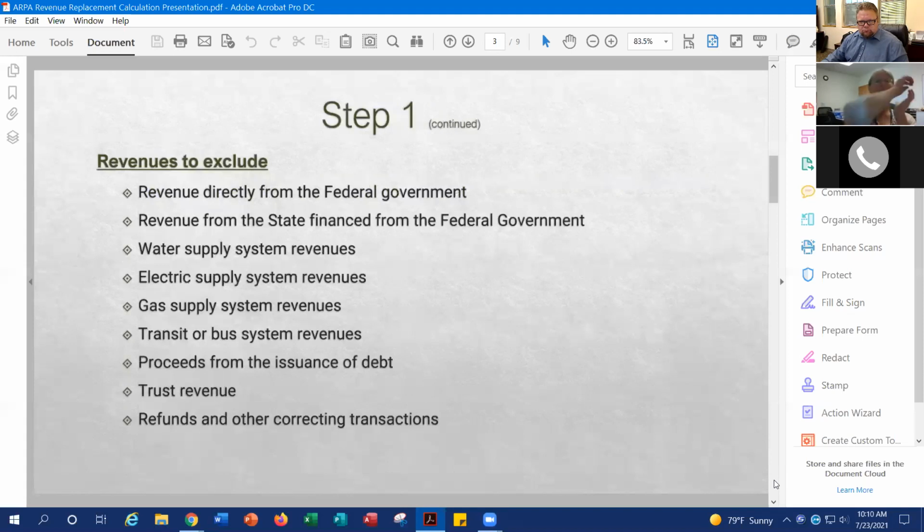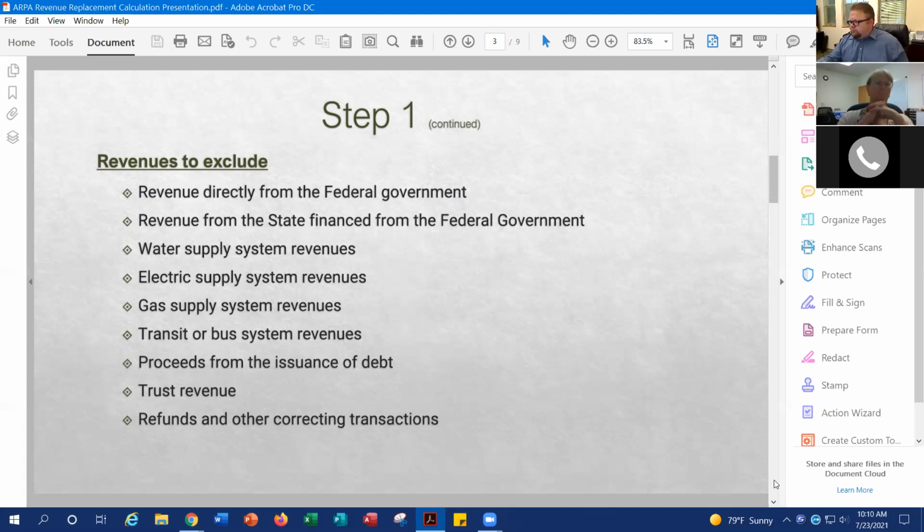So the revenues that have to be excluded include revenue directly from the federal government, revenue from the state financed from the federal government, which can get a little confusing in some cases, particularly with Wyoming Business Council and State Lands and Investments grants, because sometimes those grants are actually federally funded that the state is passing through. So if you do have grants from those entities, you'll need to take a look at the grant documents and see if they are actually federal funds.